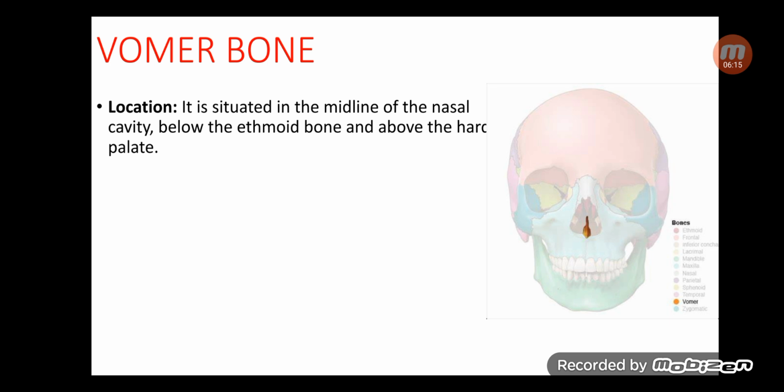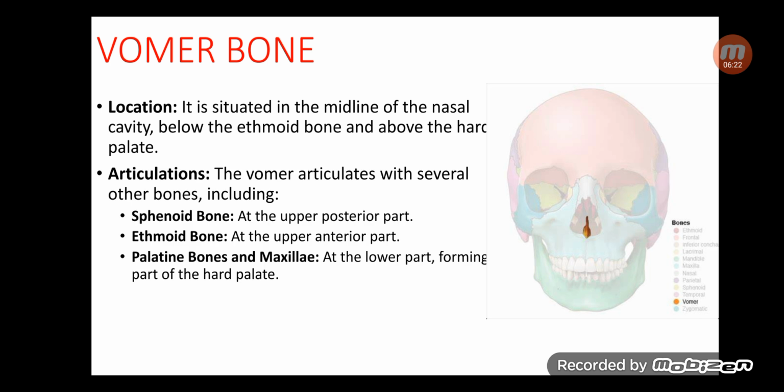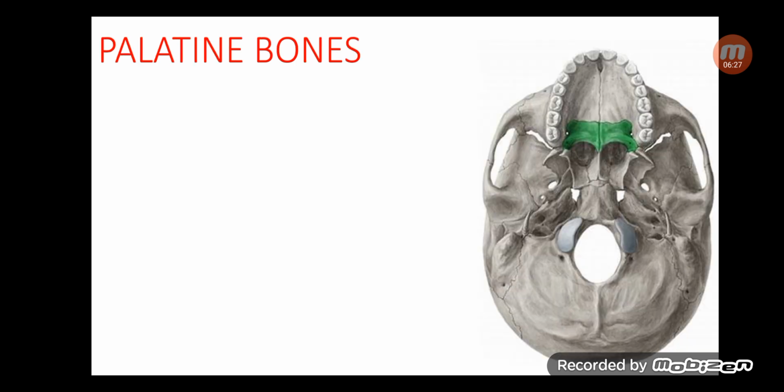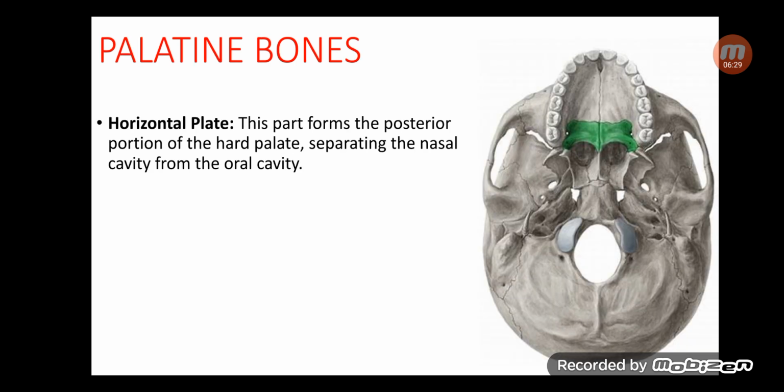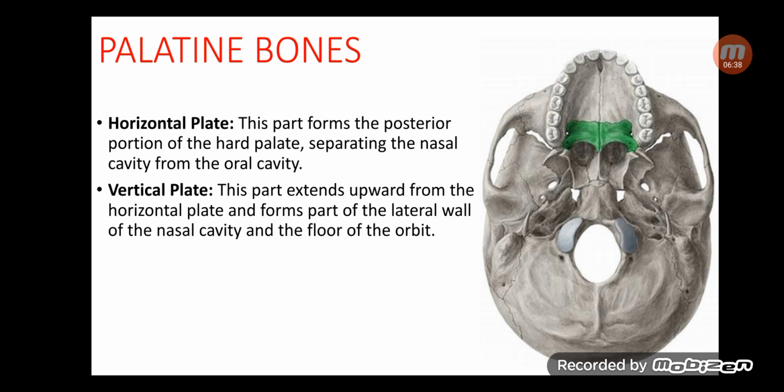Now talking about the vomer bone, it is situated in the midline of the nasal cavity below the ethmoid bone and above the hard palate. Talking about its articulation, it articulates with the sphenoid bone, ethmoid bone, palatine bone and maxilla. Now talking about the palatine bone, it has a horizontal plate that is the part that forms the posterior portion of the hard palate, separating the nasal cavity from the oral cavity. Then it also has a vertical plate. This is the part that extends upward from the horizontal plate and forms part of the lateral wall of the nasal cavity and the floor of the orbit.